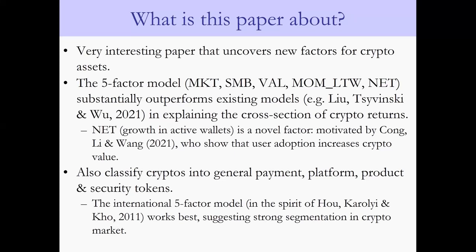And also the authors spent a lot of time classifying cryptos into general payment, platform, product, and security tokens. And to my knowledge, this is really the first attempt in classifying cryptos into those 4 very useful different categories. And they use the international 5-factor model, which actually works best for those 4 samples. And this suggests that there is some segmentation within the crypto market.